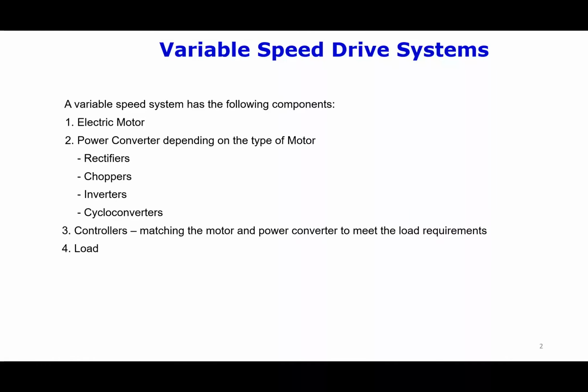So in the variable speed drive systems, the main components are the electric motor. It can be a DC motor or an AC motor. In AC motors also, there are different types of AC motors. We will look at them. Then the power converter, depending on the type of motor. So we need to understand the power converters, which you have already gone through in your previous courses. They are rectifiers, choppers, inverters, and cycloconverters.